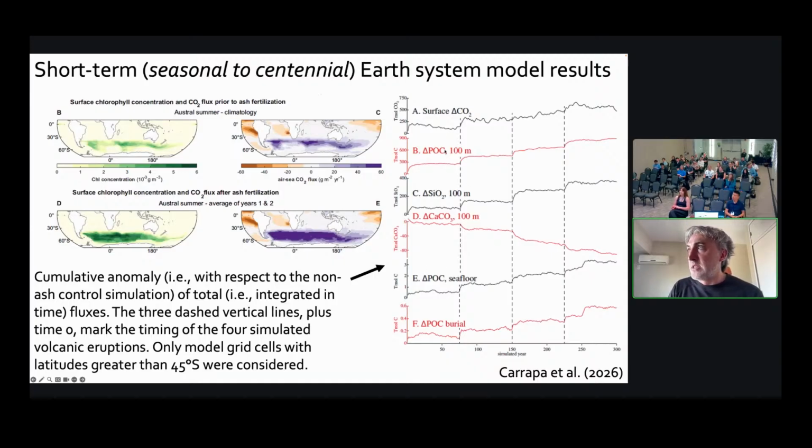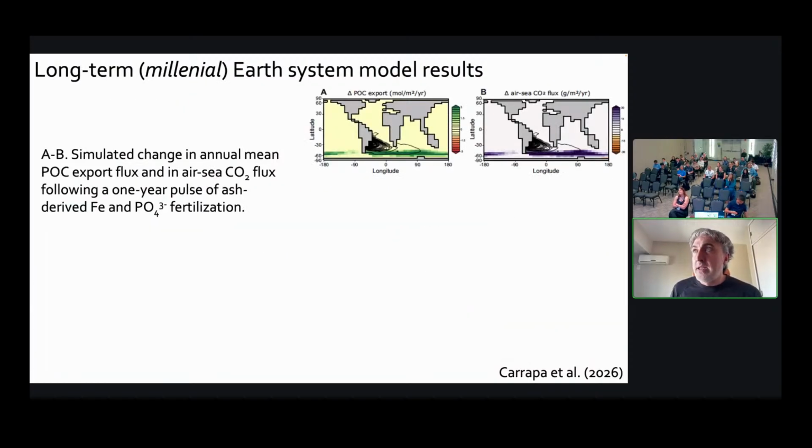The particulate organic carbon will go all the way to the seafloor, and an even smaller fraction of that will get buried in the sediments. And finally, these are the results for the CG1 millennial scale Earth system simulations. Here I show the simulated change in POC export flux and RC CO2 flux.